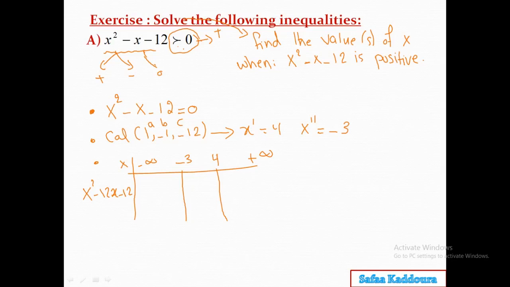function. Now I will put 0 at the roots. Minus 3 and 4 are called the roots. So x squared minus x minus 12 is 0 at minus 3 and 4. Because we have two roots, then delta is greater than 0. How do we put the signs in the case of delta greater than 0? Inside the roots we will put the opposite sign of a, and outside the roots we will put the same sign as a.